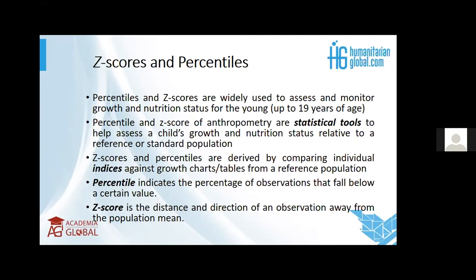Now, these reference or standard populations are the ones that are presented in tables and charts provided by different databases. Here we are talking about the WHO, and we are talking also about the CDC and other sources, even internal sources, based on the country that you are in or the project that you are working on. So you take specific measurements and compare them with the references presented in the tables in terms of standard deviations, that is the Z-scores or percentiles.